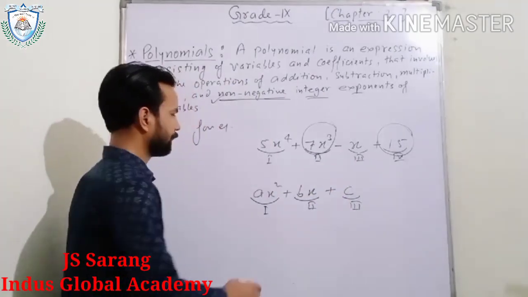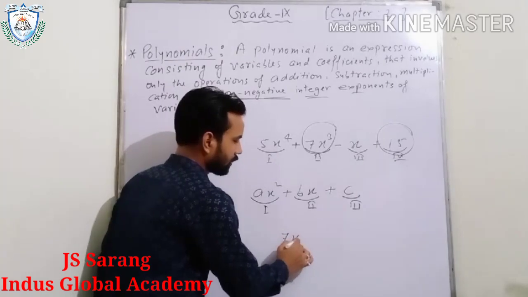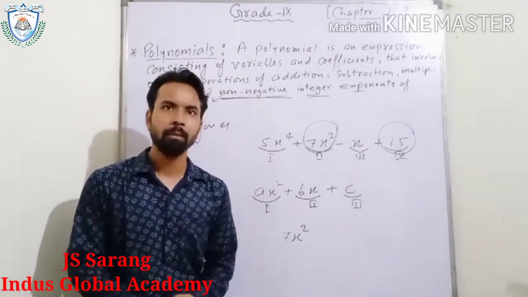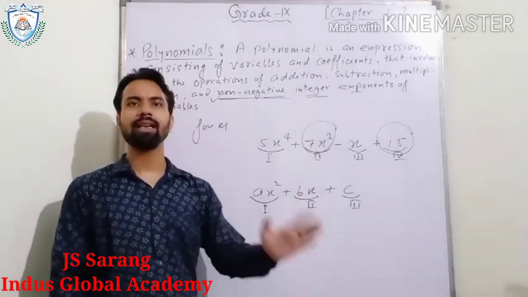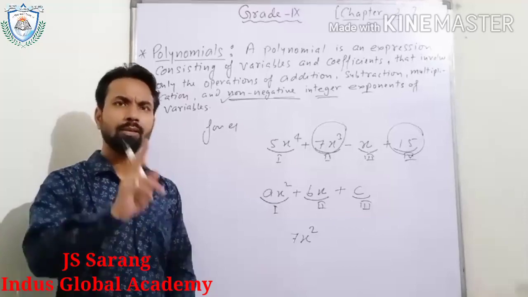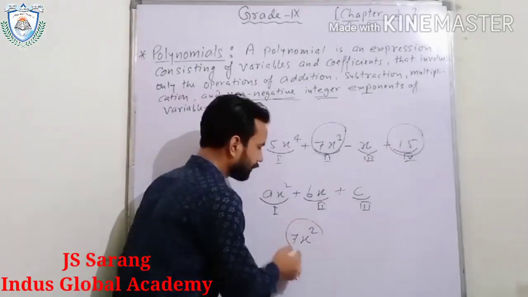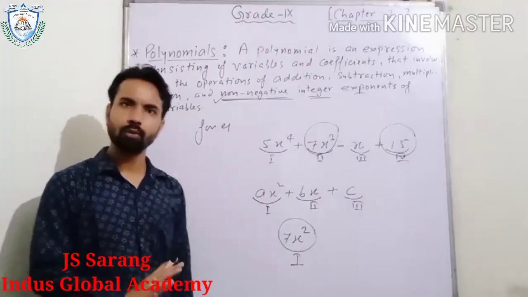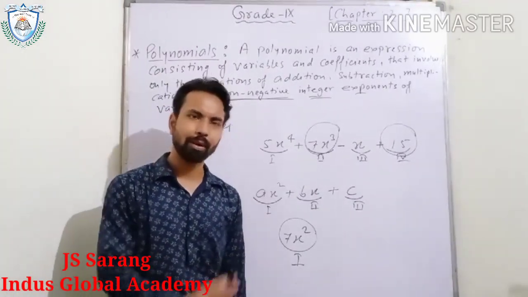Okay, one more example. 7x square. How many terms are present here? Because there is no plus sign or no minus sign. If there is no plus or minus sign, that means there is only one term. That is 7x square. So here is only one term. Hope it is clear. Okay.